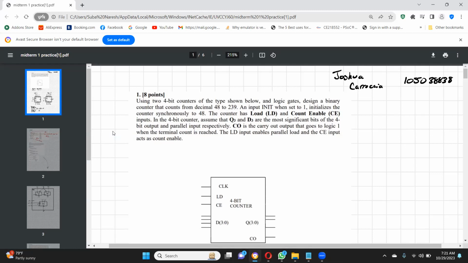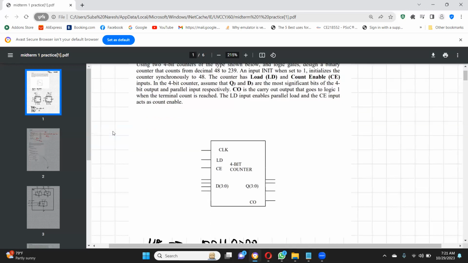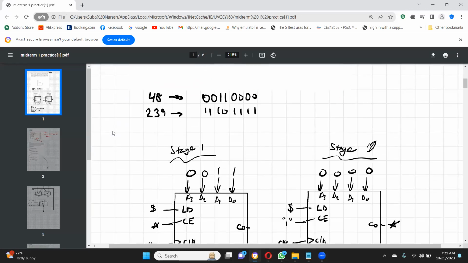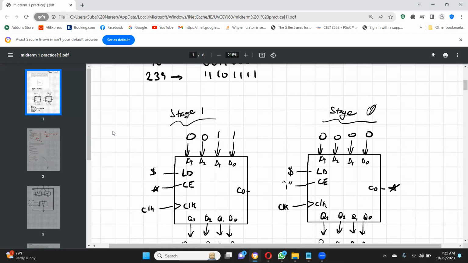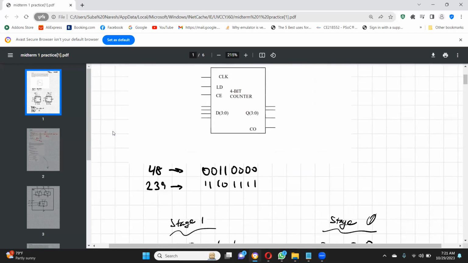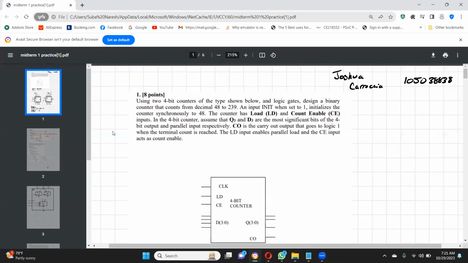For example, 48 is your initial value. It should be loaded to the counter, right? But it cannot be loaded to a 4-bit counter. It has to be loaded to your 8-bit counter. So you need to design the counter in such a way that there is a load that should be activated to load the initial value 48. That is why we need load here. Otherwise, why do you need load? If you start from 0, you don't need load, right? Next is count enable, right?